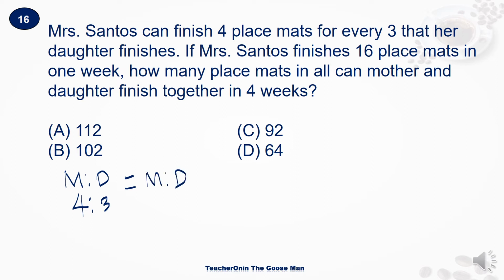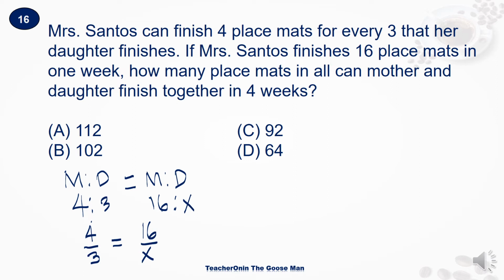Now, Mrs. Santos can finish 16 placemats, so we will put 16 here, and then an unknown number for the daughter. It is better if I write this as a fraction. So I have 4 is to 3 is equal to 16 over x. What is our x? That is the number of placemats for the daughter.